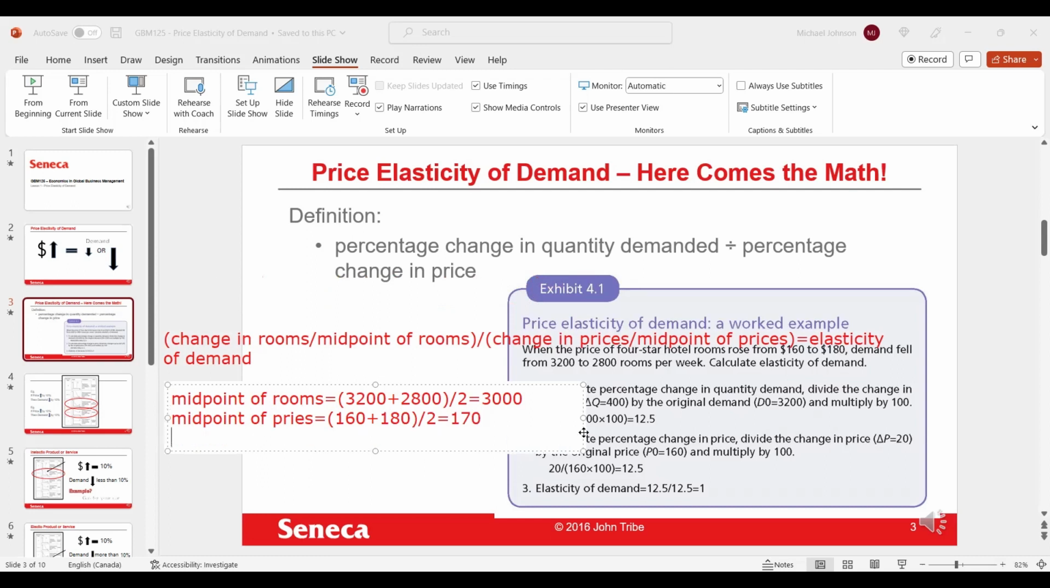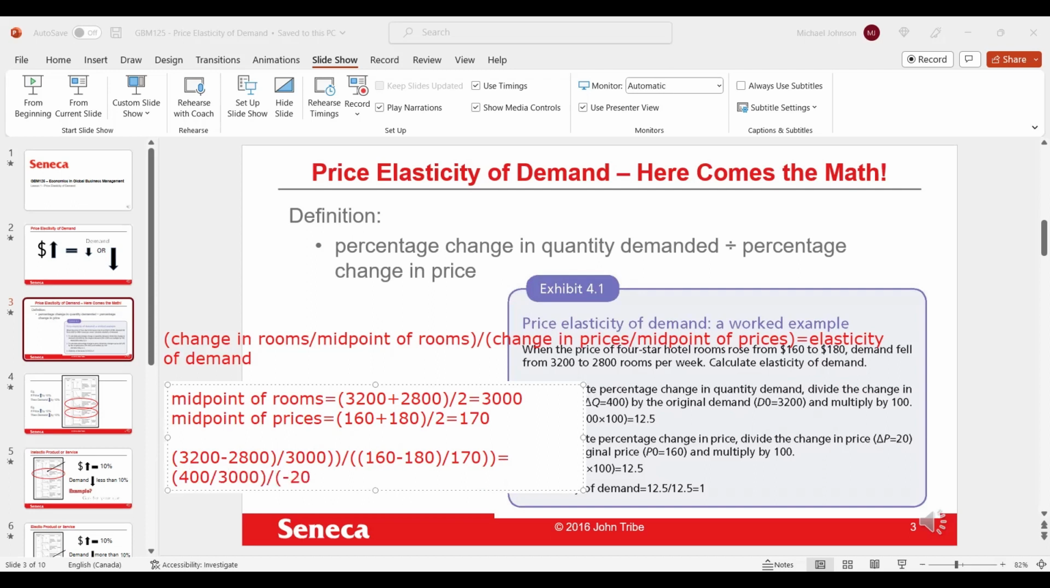So then we'll take that information. Change in rooms is 3,200 minus 2,800. We divide that by the midpoint. Then we divide that by the change in prices, 160 minus 180, divided by the midpoint. So that's how we would get the elasticity of demand. So let's calculate that. That'd be 400 divided by 3,000, divided by -20 divided by 170. So that's how you would do that.